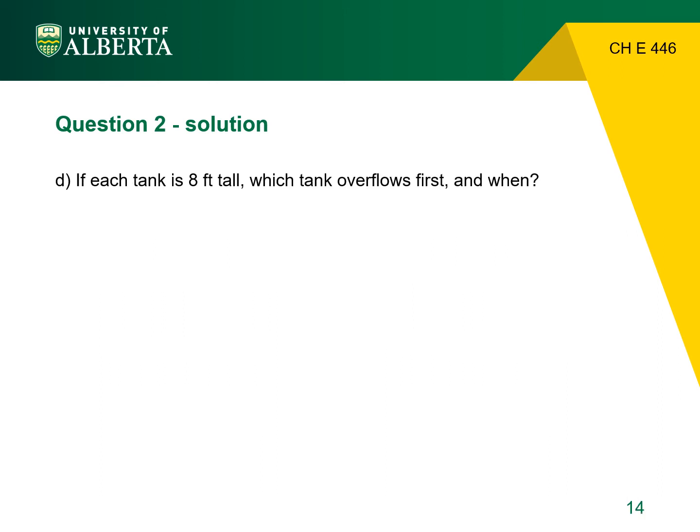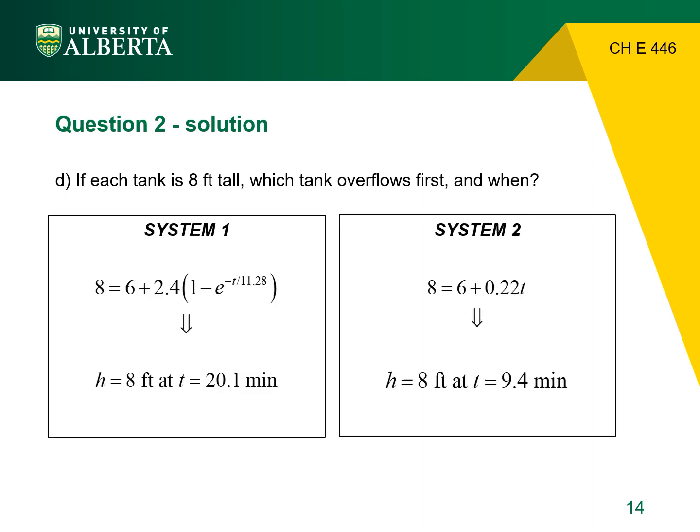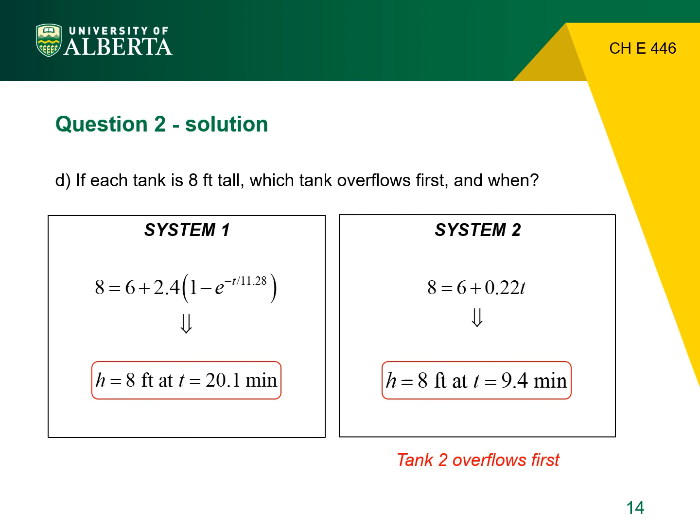In the final part of question 2, we are told to assume the physical height of both tanks is 8 feet. We are asked to find the time at which the tanks overflow, that is the time at which the liquid level in the tanks just reaches 8 feet. Therefore, we set h of t equals 8 feet in the left-hand side of the response expressions for both tanks. System 1 reaches 8 feet at 20.1 minutes, while system 2 reaches 8 feet at 9.4 minutes. Therefore, tank 2 overflows first for the given input.